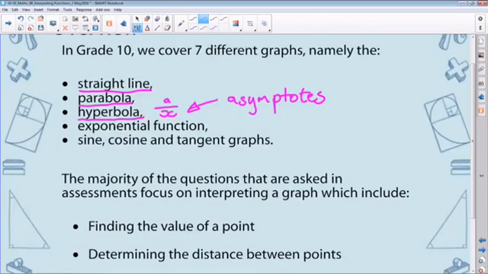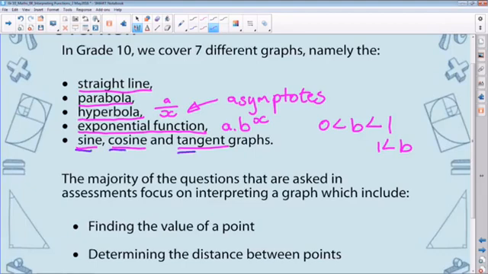And then we've done the exponential function, which also has an asymptote. And with this one, it's got a b value, and b can't be less than 0, and it can't be equal to 1. So it's either between 0 and 1, or it is more than 1. Then, of course, last week we did the sine, the cosine, and the tangent graphs, which of course are linked to the trig ratios sine, cos, and tan.